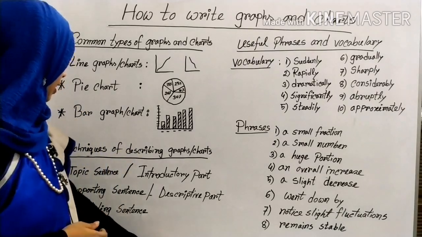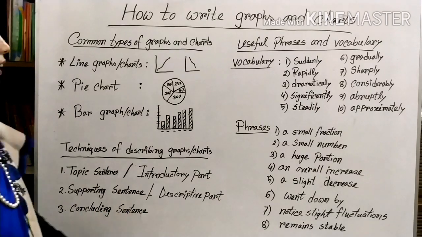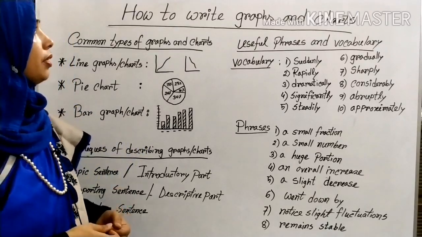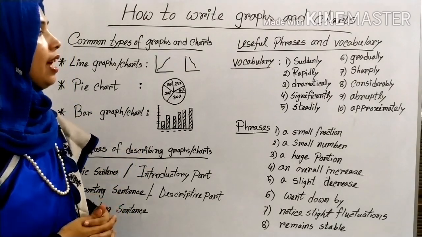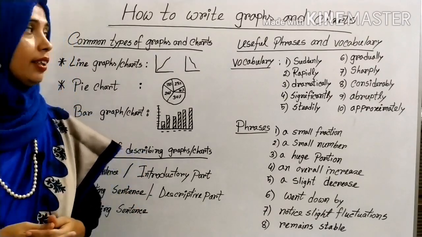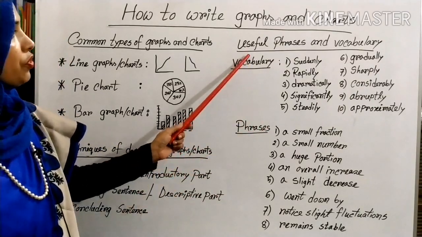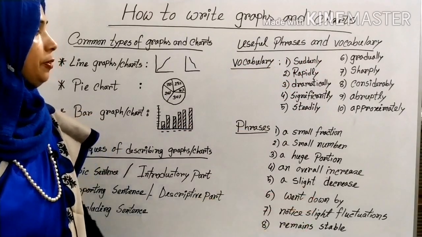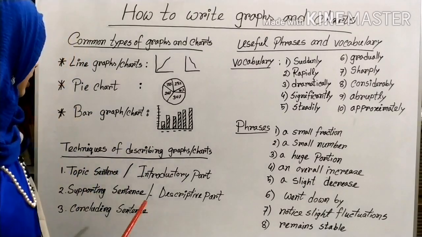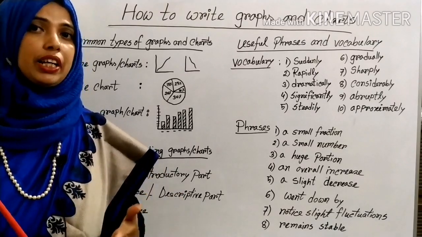And now come to the last point, the concluding sentence. In this concluding sentence, you have to focus on some points with the information of the graph or chart, and you have to represent the information clearly. Okay? And now, dear students, you can see I have mentioned some useful phrases and vocabularies here. These phrases and vocabularies are also very helpful for your descriptive part. Then the sentences will be very much enriched.